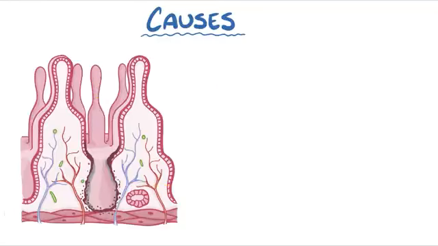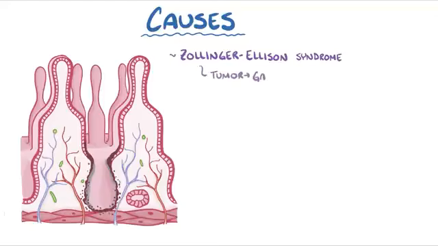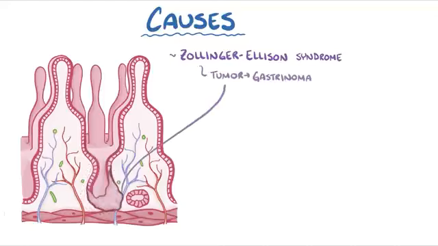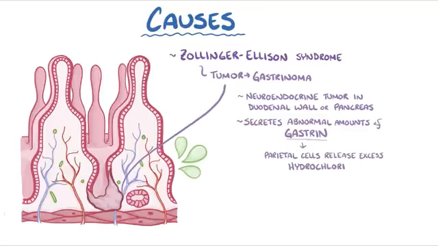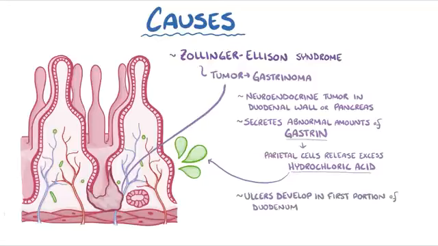A rare cause of peptic ulcer disease is Zollinger-Ellison syndrome, which is due to a tumor called a gastrinoma. A gastrinoma is a neuroendocrine tumor that's typically located in the duodenal wall or pancreas, and secretes abnormal amounts of gastrin. Excess gastrin stimulates parietal cells to release excess hydrochloric acid, which overwhelms normal defense mechanisms and allows ulcers to develop in the first portion of the duodenum, or even in the distal duodenum or jejunum.